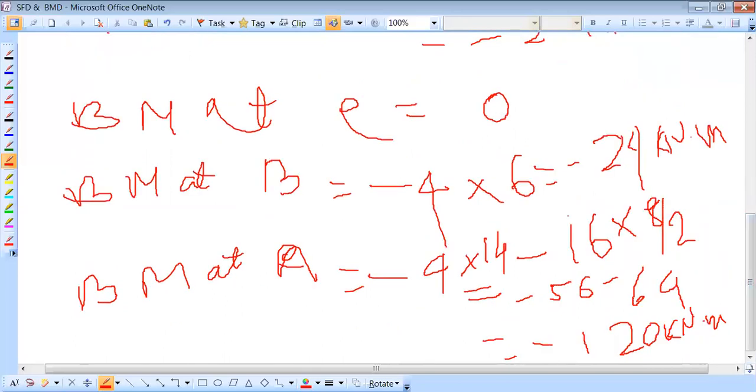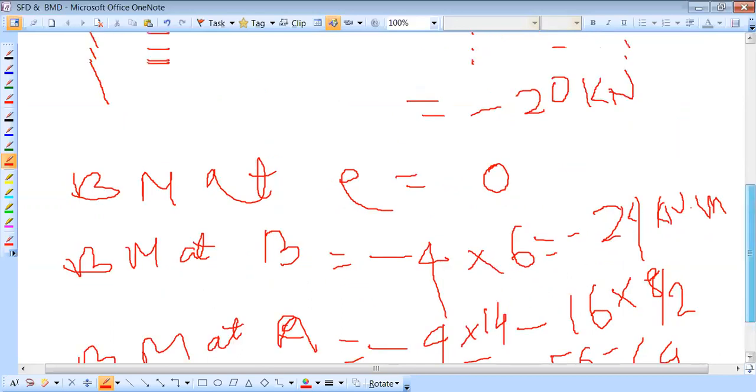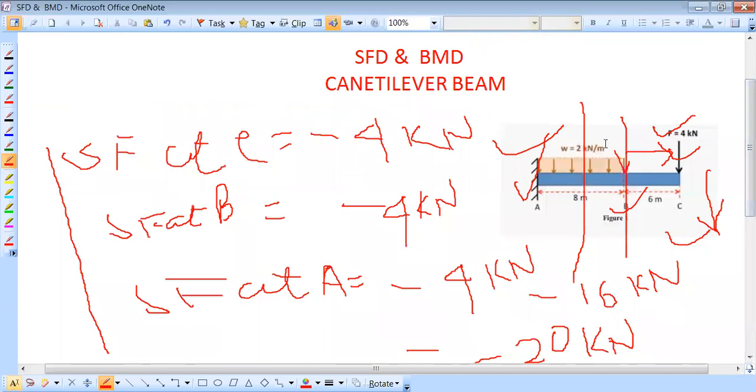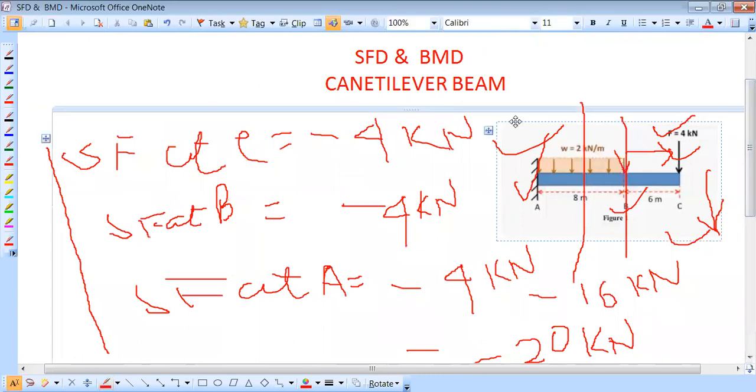Now we have already found the different BM at different points and SF at different points. Now draw the SFD and BMD. Let's see how I can draw the SFD and BMD. First of all, we take a loaded beam.